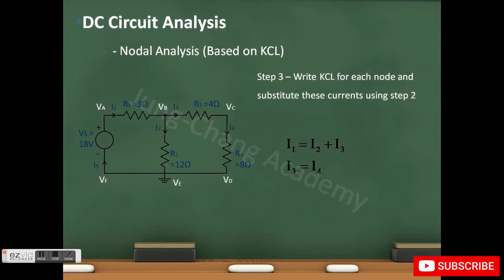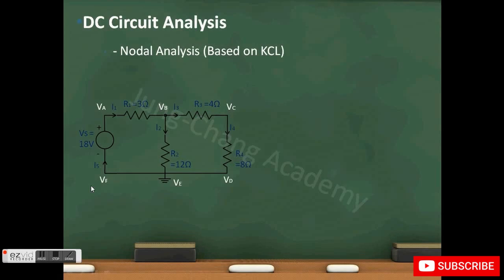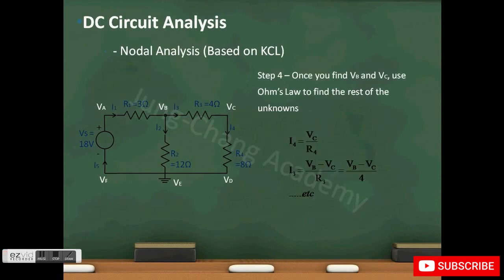So if we sub in I1, I2, I3, and I4 using the results from the last step, so we sub in I1 here, I2 here, I3 here, I3 here, and I4 here, we'll end up with 2 equations and 2 unknowns, VB and VC. So now you can solve these systems of equations using a computer or by hand. Once you solve VB and VC, you can use Ohm's law to find the rest of the unknowns.